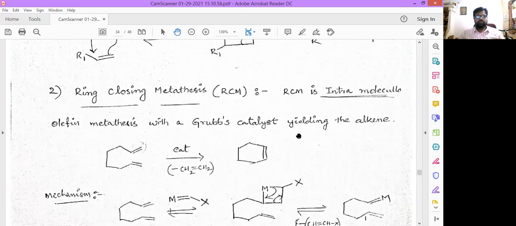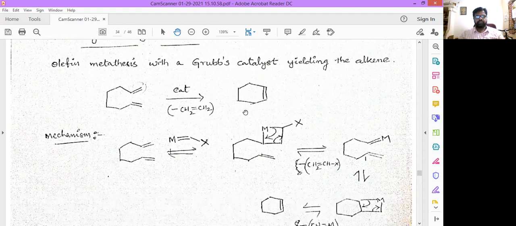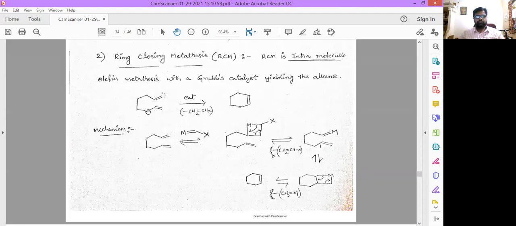Next, this is ring closing metathesis, right? Ring closing metathesis is an intramolecular olefin metathesis with a Grubbs catalyst yielding cycloalkenes, right? Here terminal alkenes are there. In the presence of the catalyst, ring closing will be done, meaning cyclization will be done. Ring closing means cyclization. Here is the mechanism. Okay, you can see this. So how this is first done.